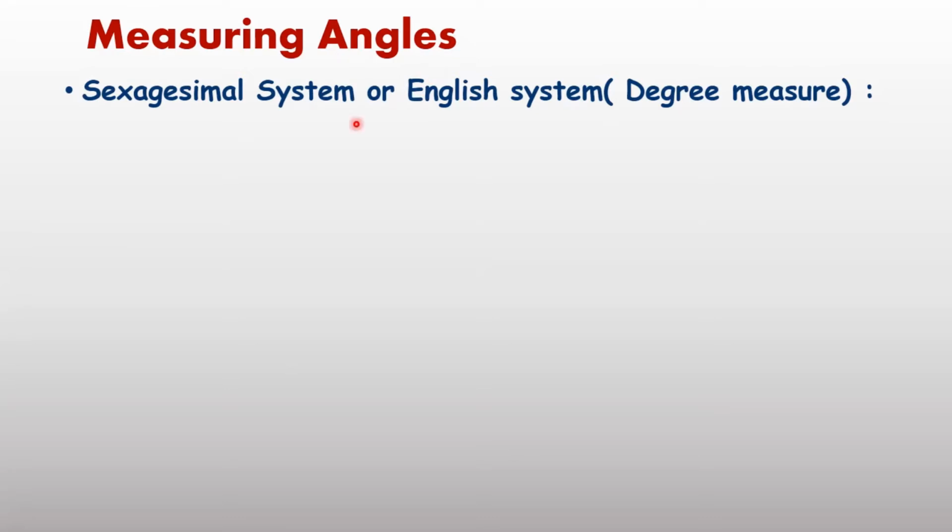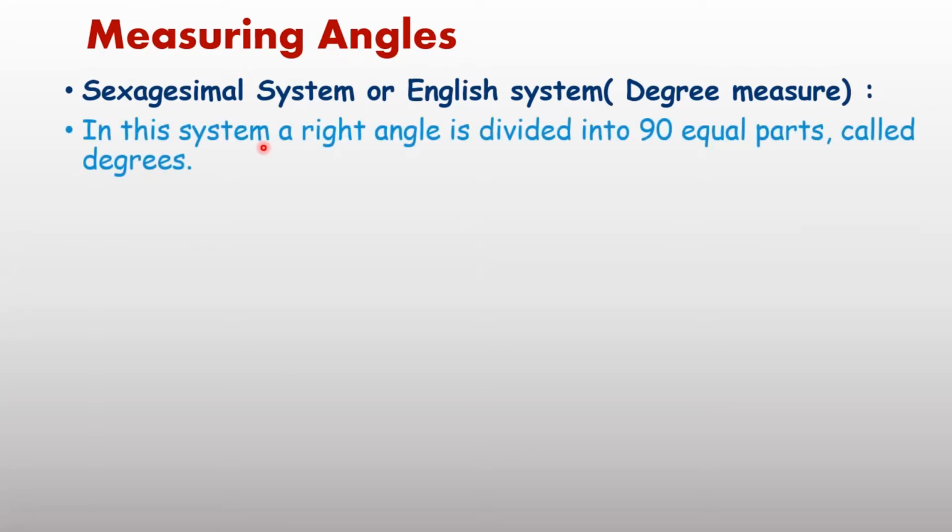Then next, measurement of angle. There are different systems in which you can measure an angle. Up to class 9th you have covered only one system, that is written here, degree measurement. All of you are aware of degrees, but what is the name of this system? It is known as the sexagesimal system or English system. The angle is measured in degrees in this system.